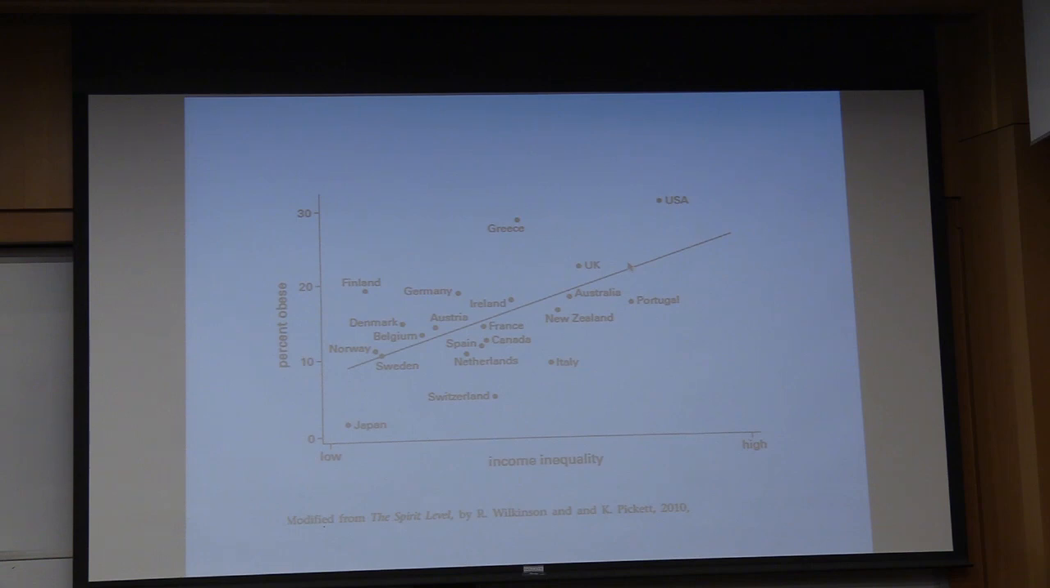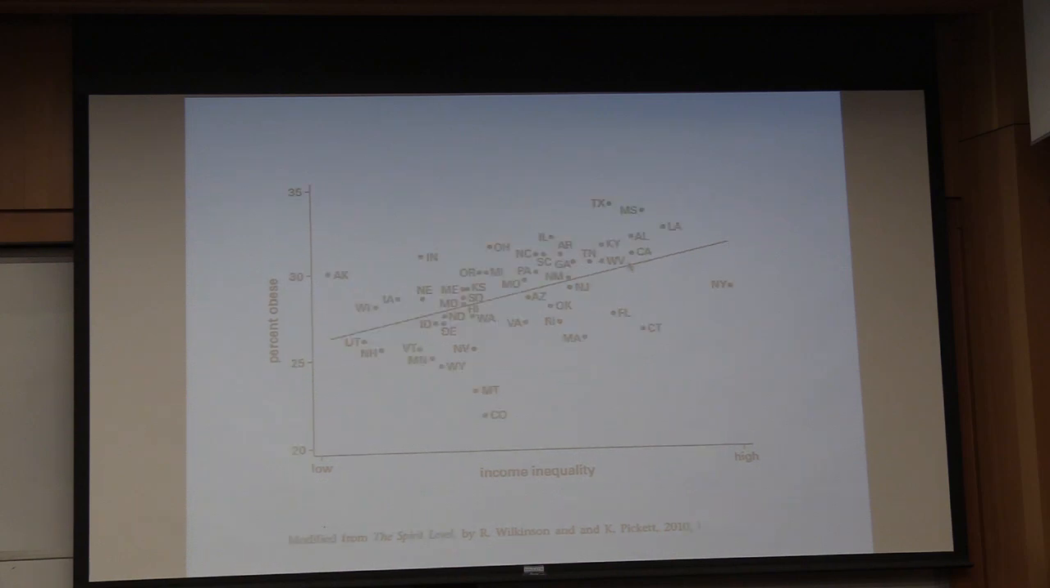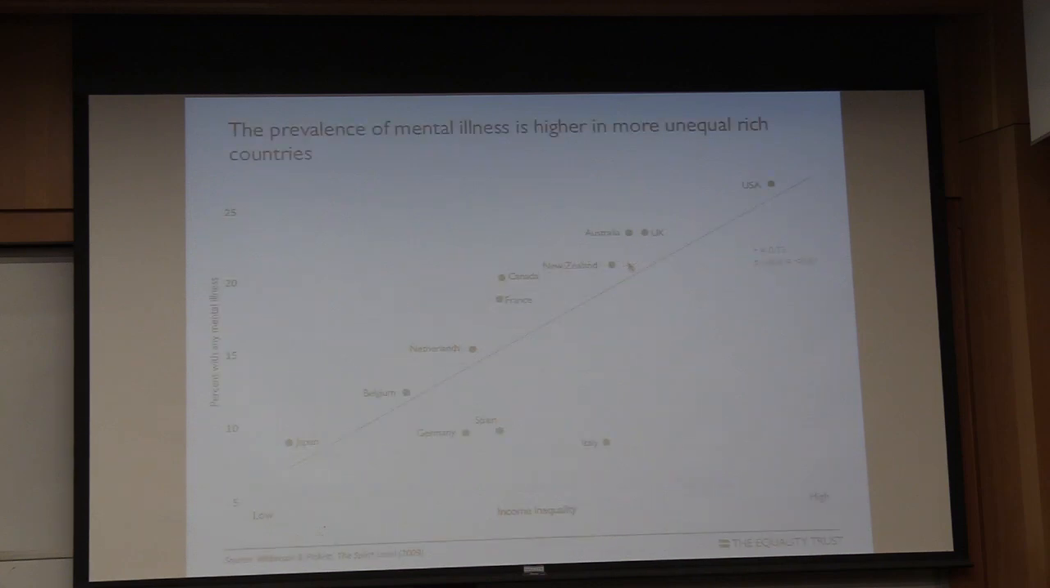So this is income inequality, okay? And the U.S. is the most unequal. And then there's a whole bunch of countries that are much more equal: Japan, the Scandinavian countries, and they're all better off. And this plot has been made also for the states. If you plot obesity by state, you get the same plot. If you do this for mental illness, you get the same sort of thing.